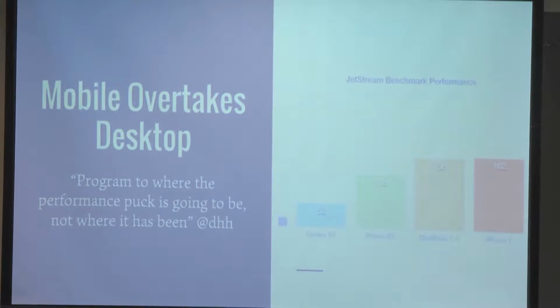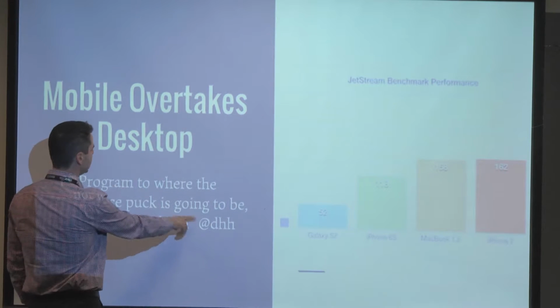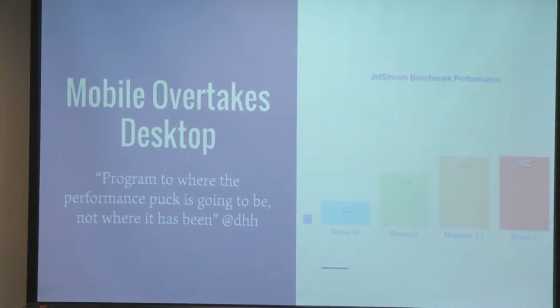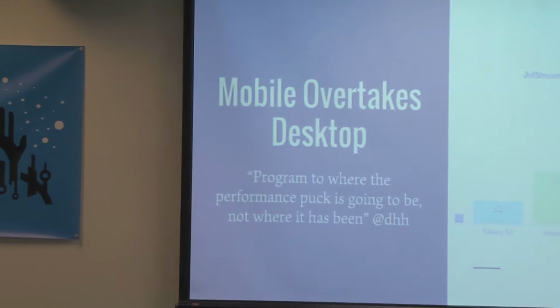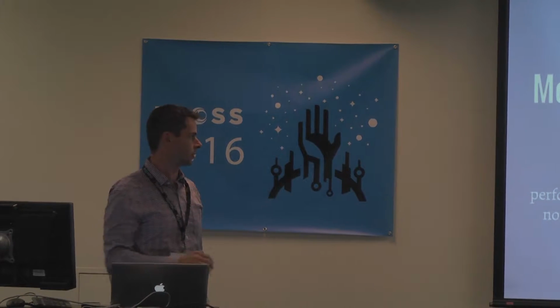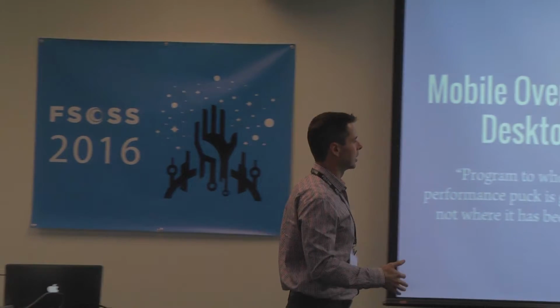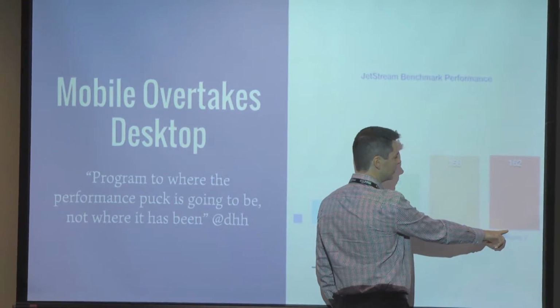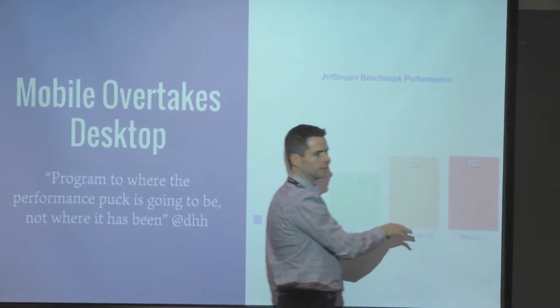So this was another interesting slide that was pulled out by DHH on Twitter from the Ruby on Rails project. So he says in his blog post, "Program to where the performance puck is going to be, not where it has been." Nice Gretzky quote there. This slide here shows the performance of the Jetstream JavaScript benchmark running on a MacBook and running on the iPhone 7. And it's actually faster on the iPhone 7.